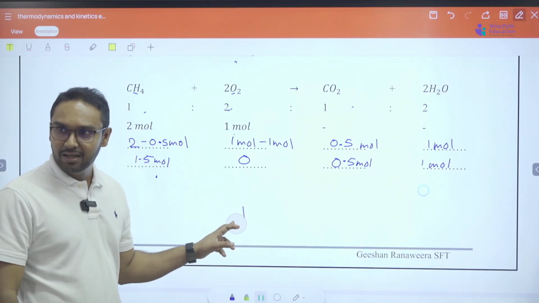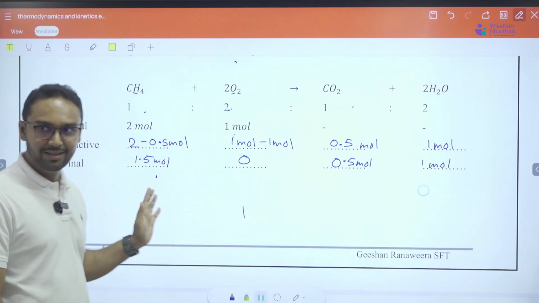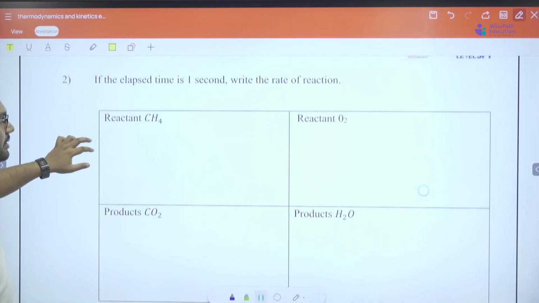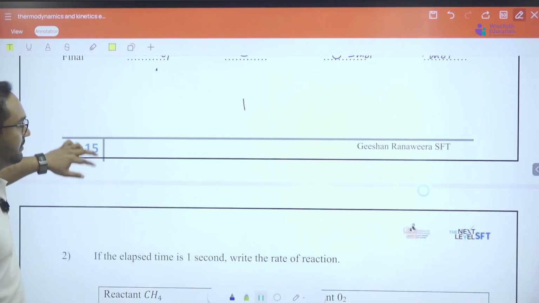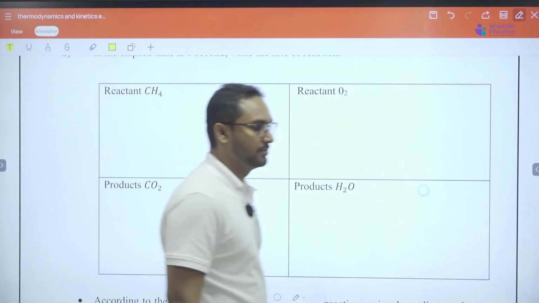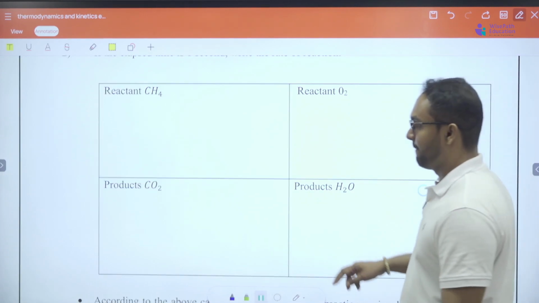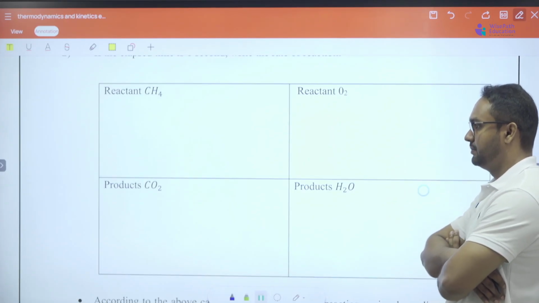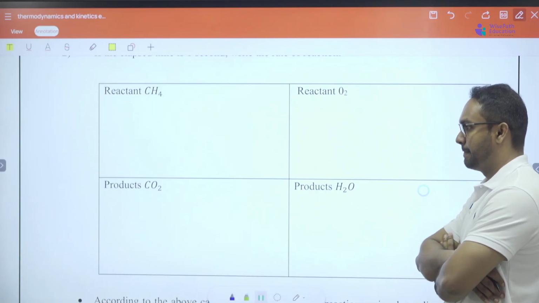So you're supposed to put the values likewise if one or two of the values were given. Can you do it? Right. So if the elapsed time is 1 second, write the rate of reaction for those above values. Can you do it really fast? Now online people, you're all fine, right? With what we discussed so far. Yeah, good.